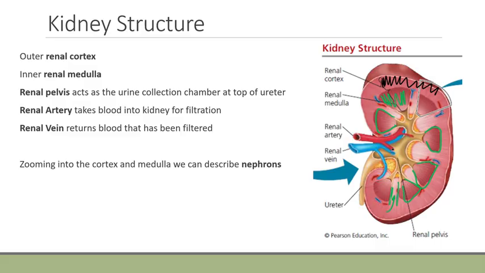Going into the kidney, we have the renal artery. Going back away from the kidney, we have the renal vein. The renal artery is taking blood that will get filtered, and the renal vein is returning blood that has been filtered.